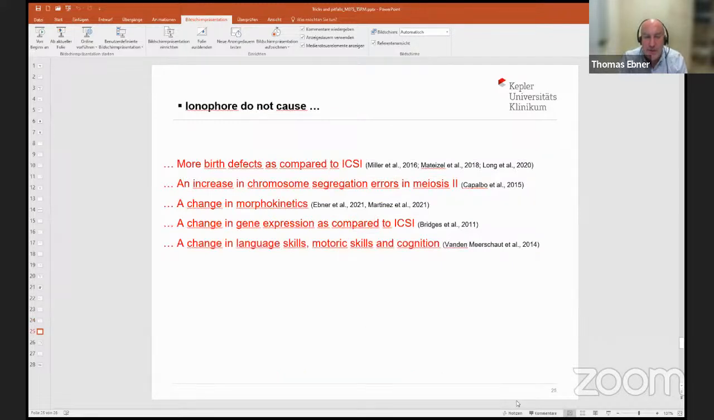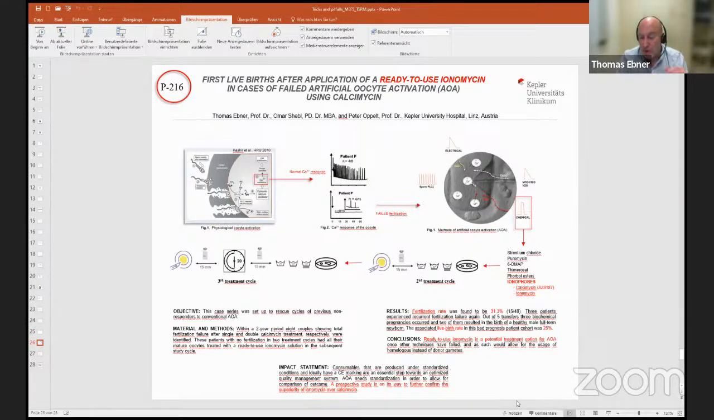Yeah, this one I think we can skip because Evrim already said that it's pretty sure that it's a safe technology, although one should only use AOA with a proper indication. This is one poster that we presented last year at ASRM, showing the first live birth with a ready-to-use ionomycin. So the company I work with is now testing a ready-to-use ionomycin. So this will be tested in Ghent, and we actually plan a prospective study. So it would be interesting if one of you who is already working with a ready-to-use calcimycin, for example, could join us, but this is up to Björn Hendricks to decide.